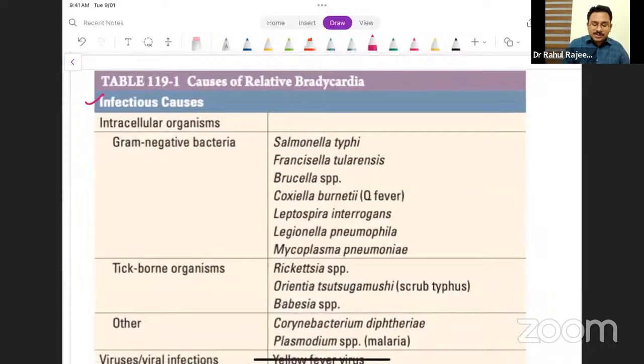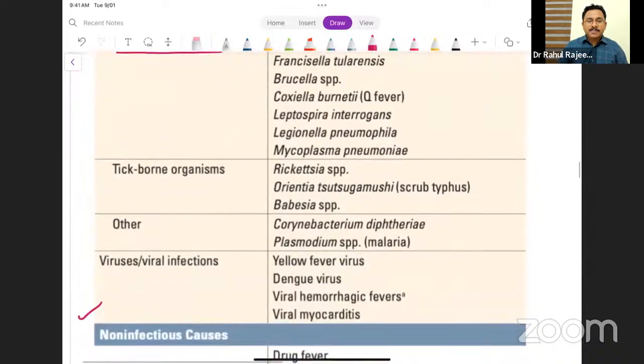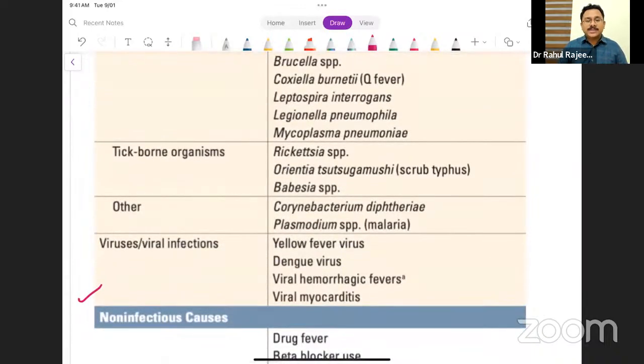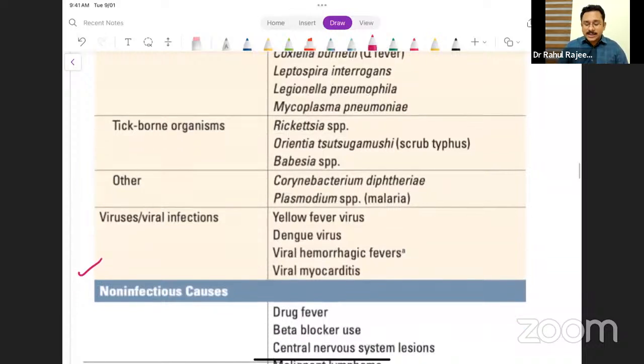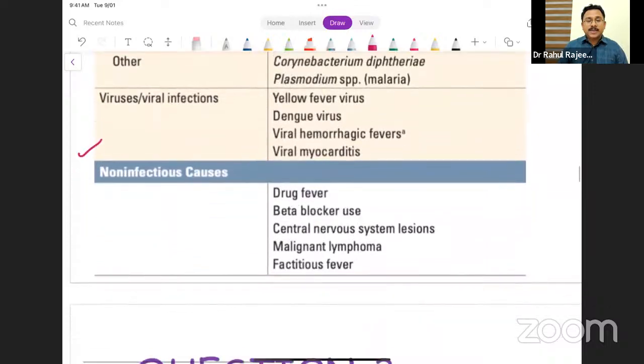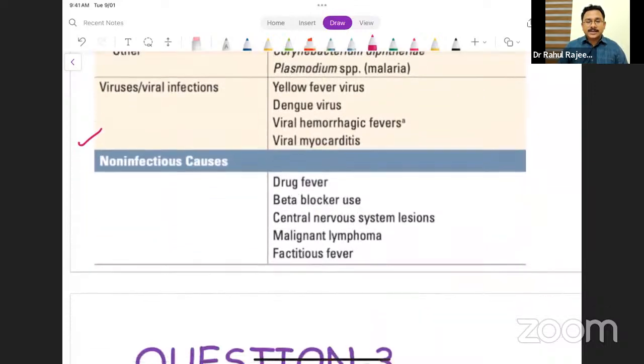Among the infectious causes, you will have gram-negative bacteria, which include Salmonella, Francisella, Brucella, Coxiella, Leptospira, Legionella, and Mycoplasma. Tick-borne organisms like Rickettsia, Ehrlichia, Babesia. Others like Corynebacterium, Plasmodium species. Viruses like yellow fever virus, dengue virus, the various viral hemorrhagic fevers, and viral myocarditis. And you've got certain non-infectious causes as well.